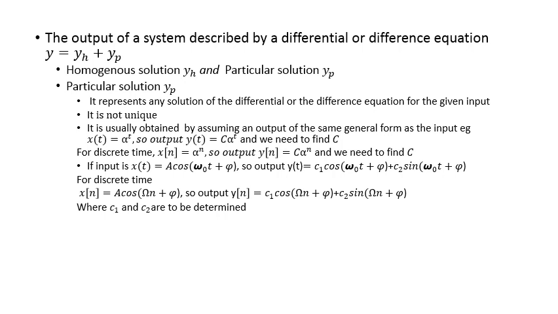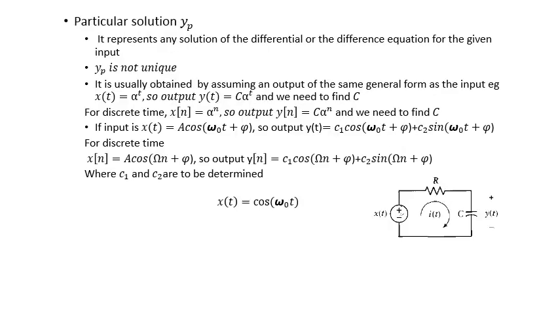If the input is sinusoidal, the output will consist of two parts: c1 cos(omega naught t plus phi) plus c2 sin(omega naught t plus phi). Similarly for the discrete time case. So let's consider an example. We have the same circuit that we discussed previously, and we have to find the particular solution. In the first case, for the homogeneous solution, the input was 0. Now we have to determine y of p when the input is cos omega naught t.